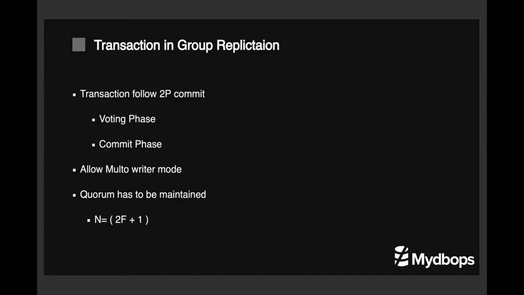Is it possible to have a 4 node or a 6 node? What is the tolerance? It depends on the number of failures you can accept. In general, if you can accept the failure of only 1 node, then you should have a minimum of 3 nodes. So f is the number of failed nodes, and 2f plus 1, that is 2 times 1 plus 1, is 3.